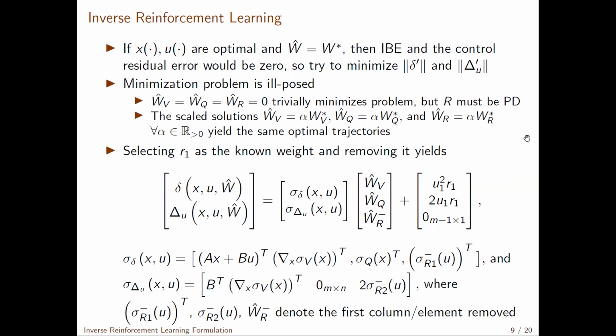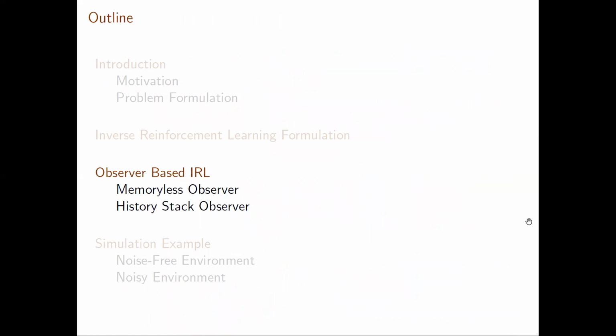One way to combat these two issues is to select one weight to be known. So we select the first element of the R matrix and we pull the corresponding features out of the error matrix to get the updated error matrix shown here.